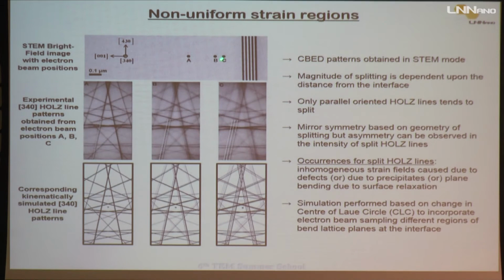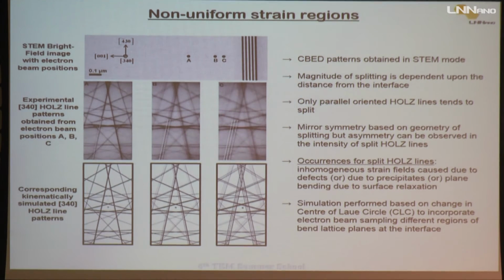When it moves to position B, the lines get a little bit bigger. And when it comes to position C, the lines start splitting, and it becomes three lines. So you can see here 1, 2, 3 lines, and here these are the simulated patterns of these experimental patterns.